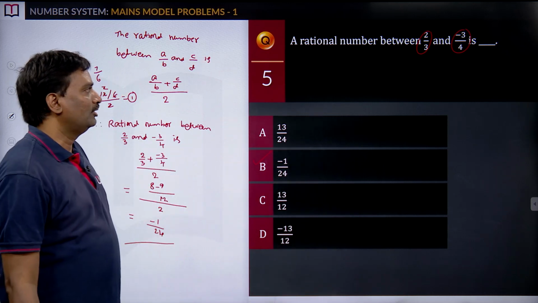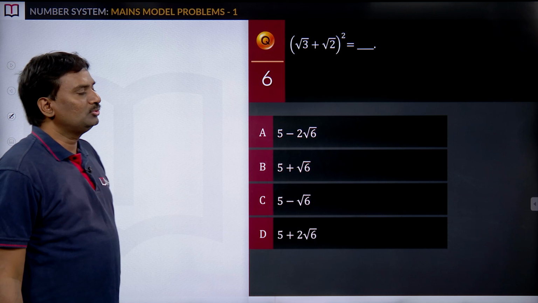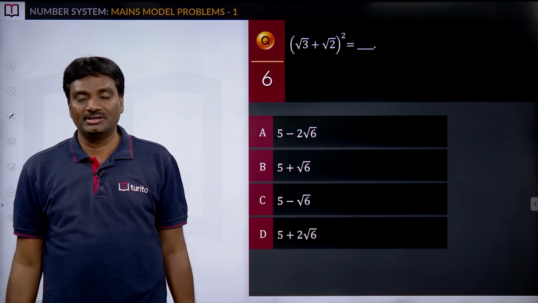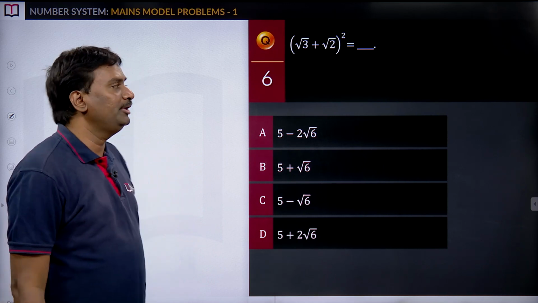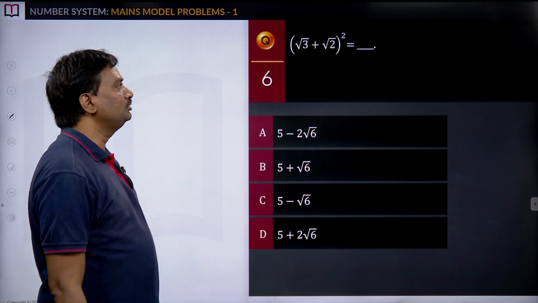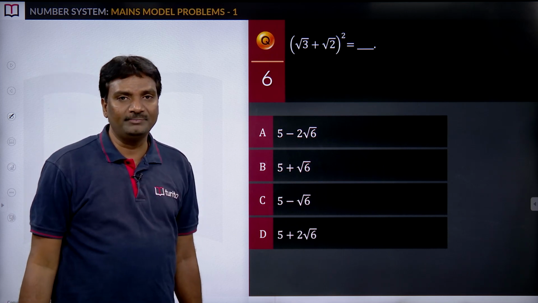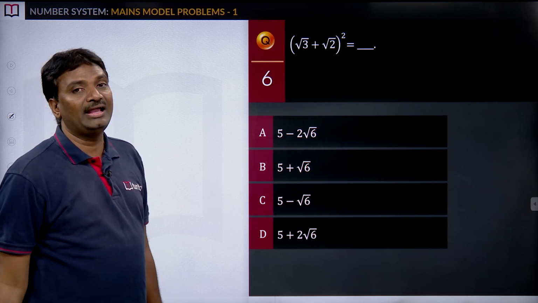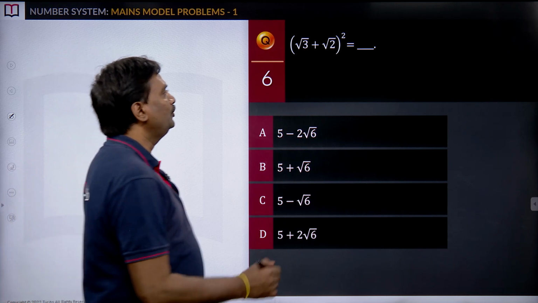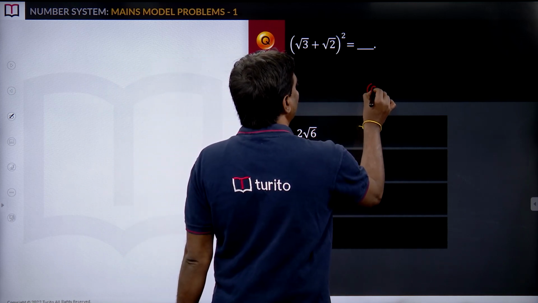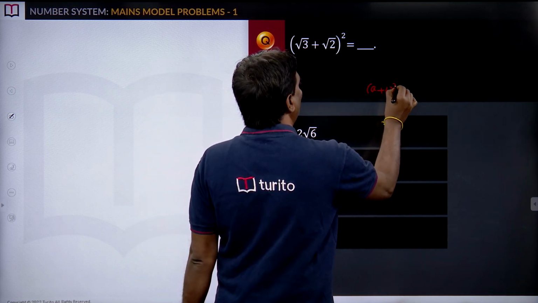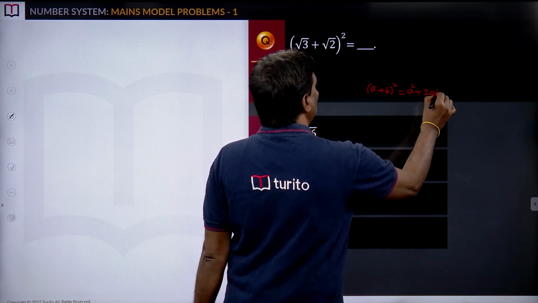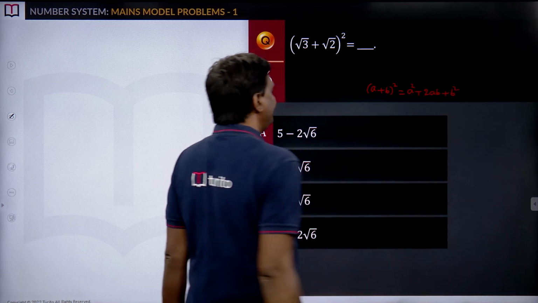Okay. Next problem, root 3 plus root 2 whole square. Actually, root 3 and root 2 are irrational numbers, we cannot express them in the form of p by q. Suppose root 3 is a and root 2 is b, then a plus b whole square. By applying the identity, a plus b whole square equals a square plus 2ab plus b square.